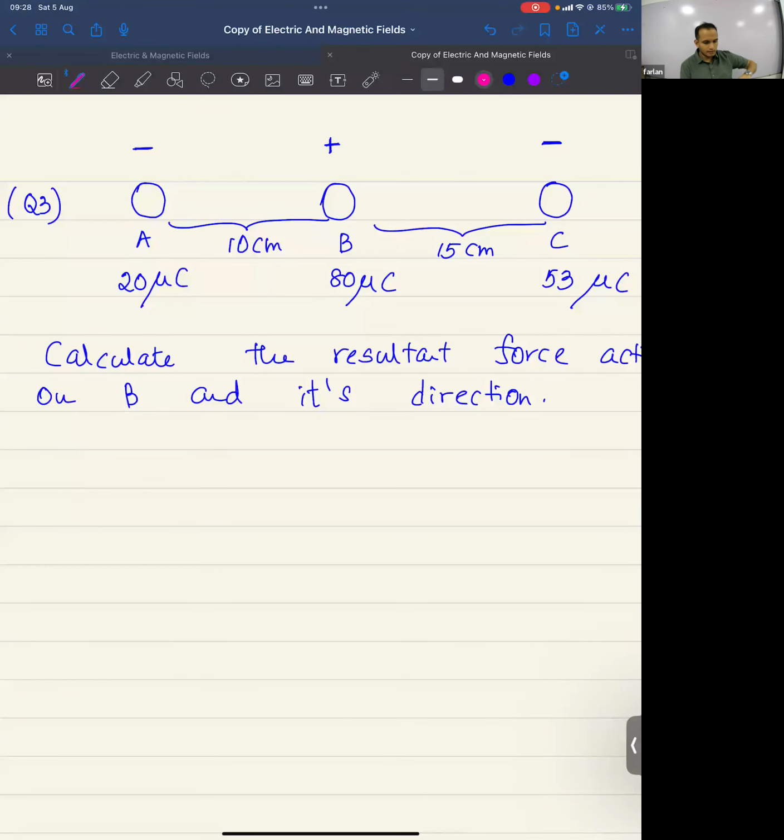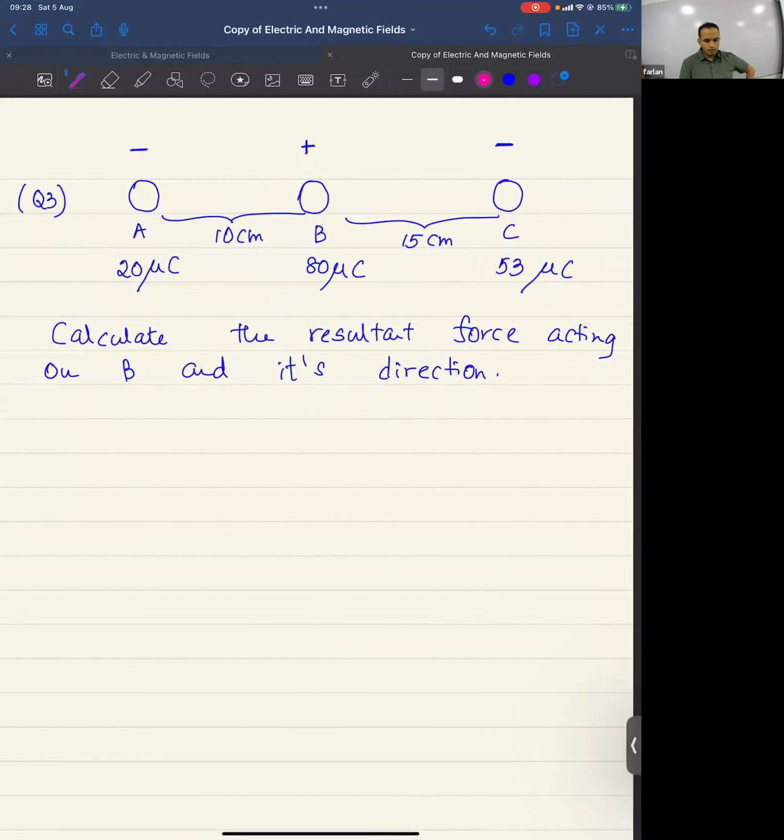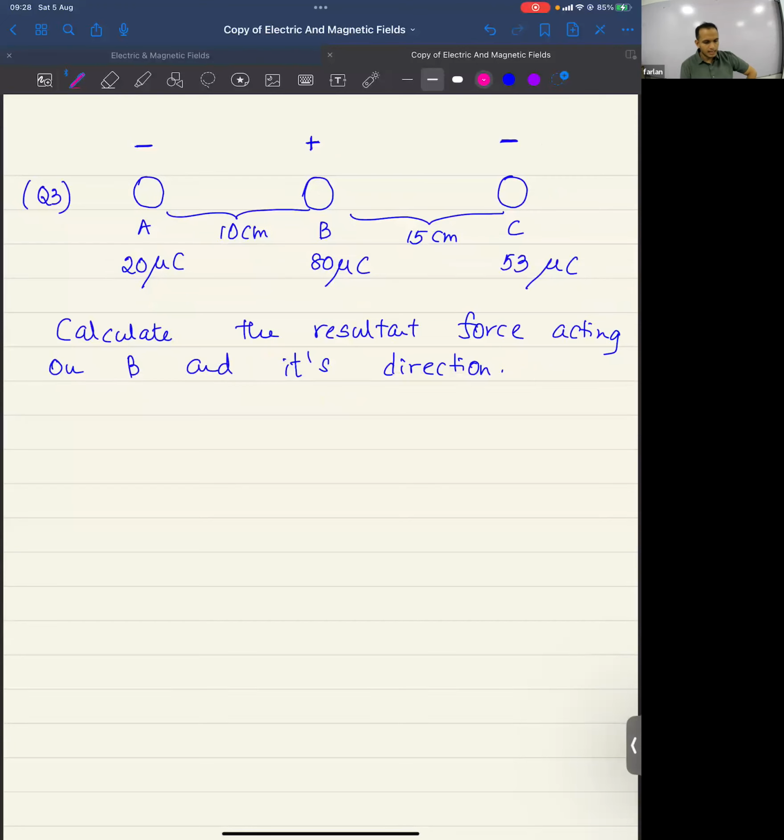Well, the question is, calculate the resultant force acting on B and its direction.